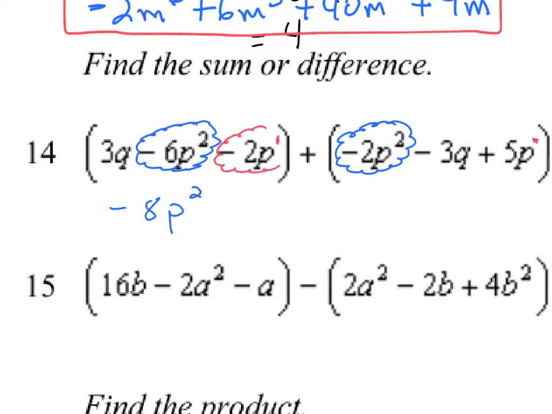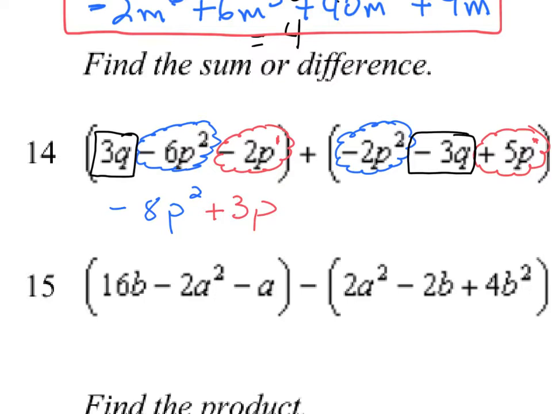So let me add this one, negative 2p and positive 5p. So negative 2p plus 5, you subtract the numbers because they have different signs, and you keep the sign of the biggest number. So it's going to be plus 3p. We do have another term with a different variable. 3q. Q is a different variable, so I'm going to start with the q, and I do have a negative 3q over here. So if you think about it, positive 3q minus 3q, that's going to be 0, so those cancel. So that means your answer will be negative 8p squared plus 3p.